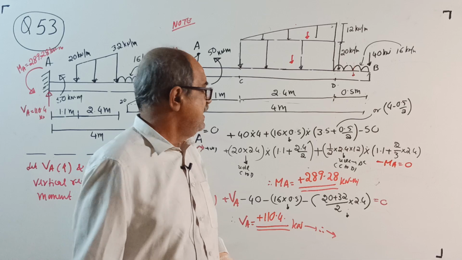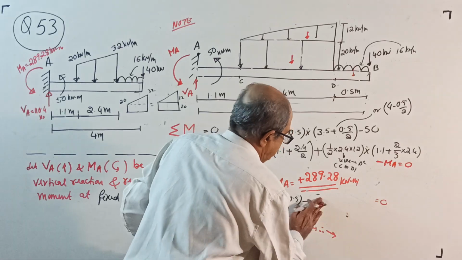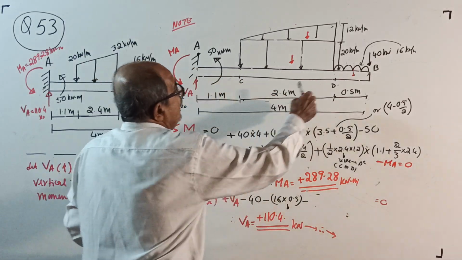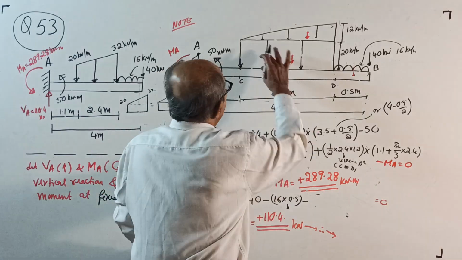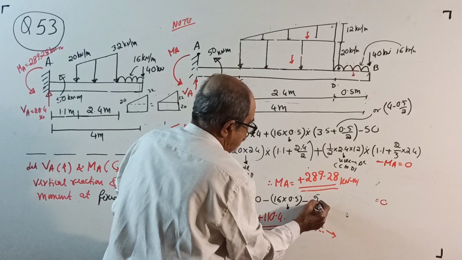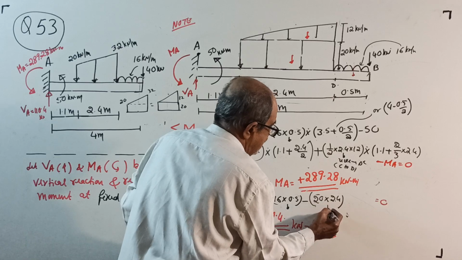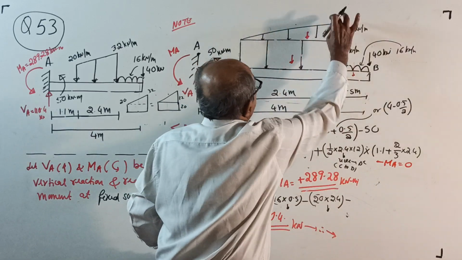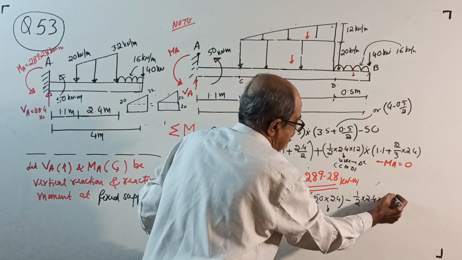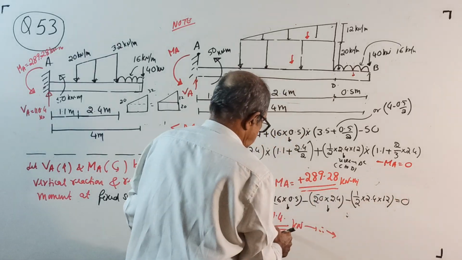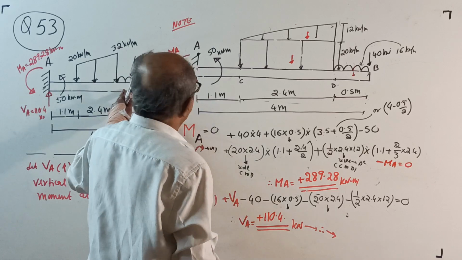Calculate. My guarantee, MA will come the same. When you make sigma V equal to 0, sigma V equals 0: plus VA minus 20 into 0.5, 16 into 0.5 UDL, 40, and then this UDL is 20 kN per meter for 2.4 meter. That is a UDL, and again minus this triangle load, half into 2.4 into 12, equal to 0. You get the same value of VA. Solve the question. Now, I will solve one more question for this one.